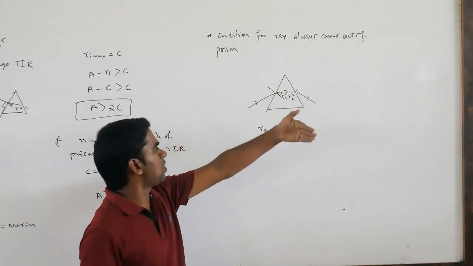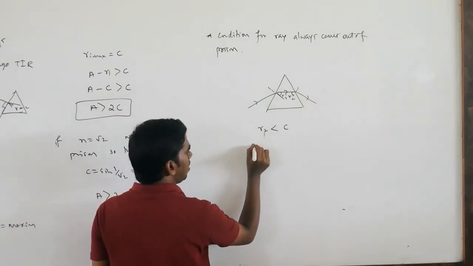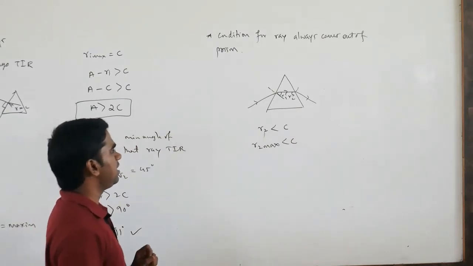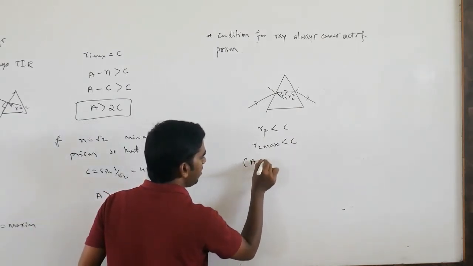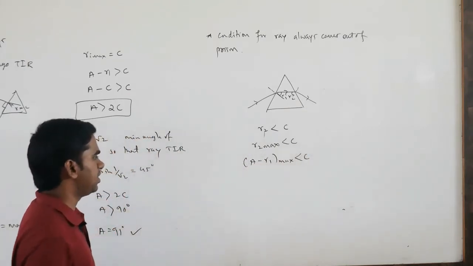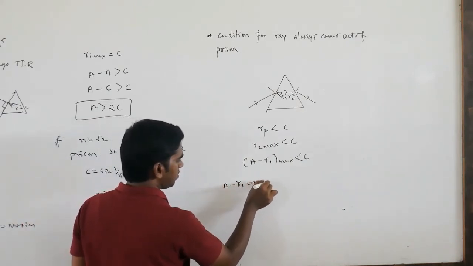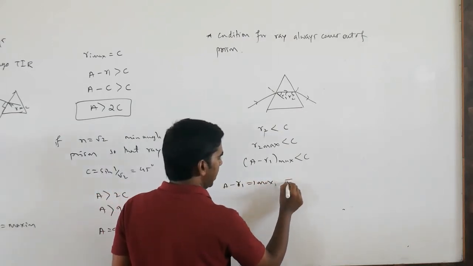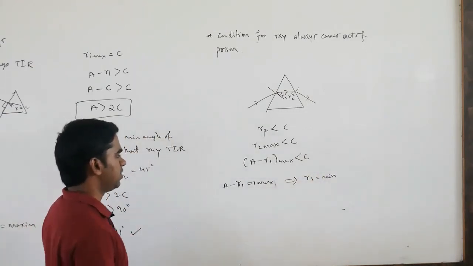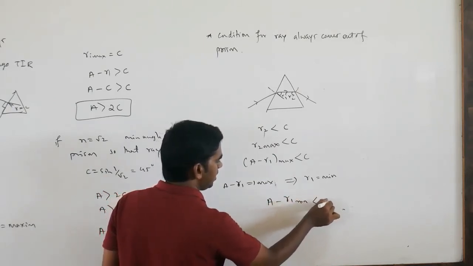Means R2 should not cross the critical limit. So because we want the condition always, the maximum value of R2 should be less than C. So R2 I can write as A minus R1. So A minus R1 should be less than C. A minus R1 is maximum means R1 should be minimum. So I can write A minus R1 minimum should be less than C.